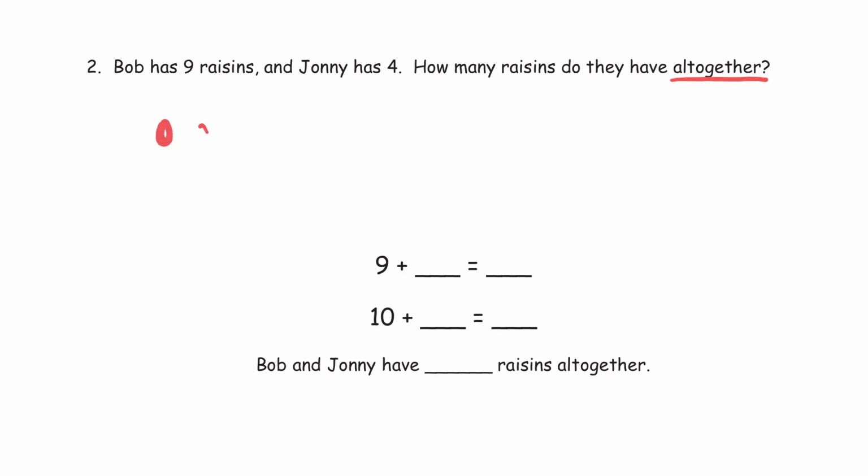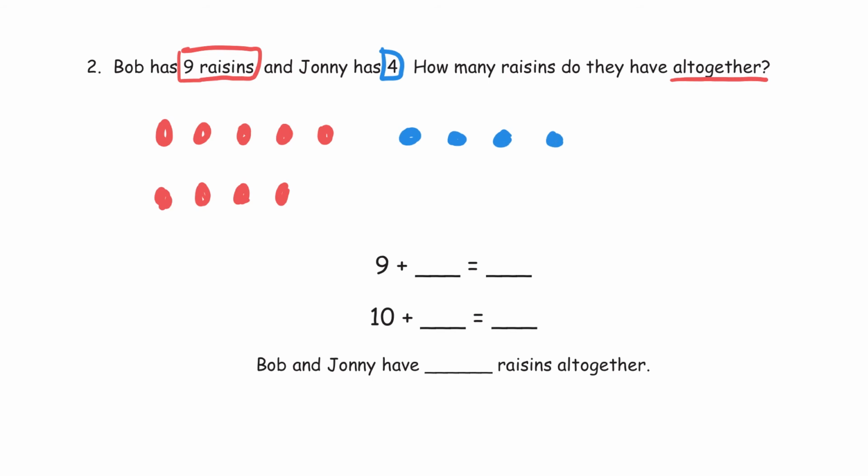1, 2, 3, 4, 5, 6, 7, 8, 9. So that's Bob and his raisins. He has 9 raisins. Now Johnny has 4. So let's draw his 4. 1, 2, 3, 4. Okay, boys and girls, go ahead and pause the video here.